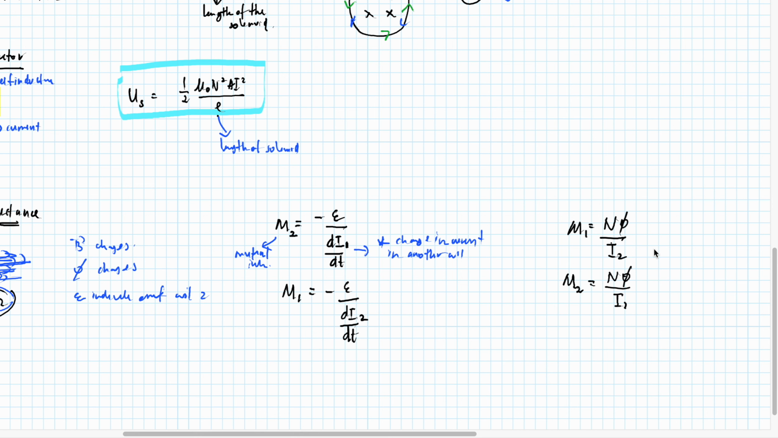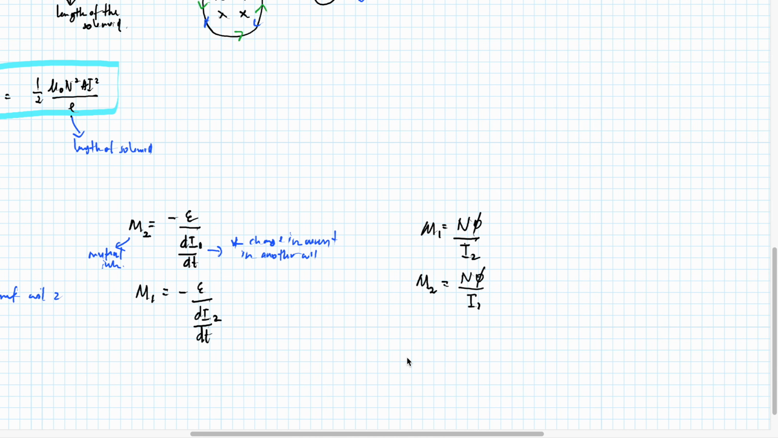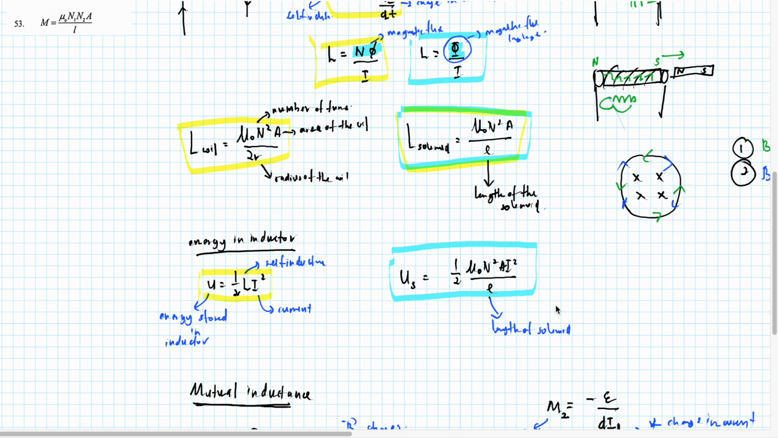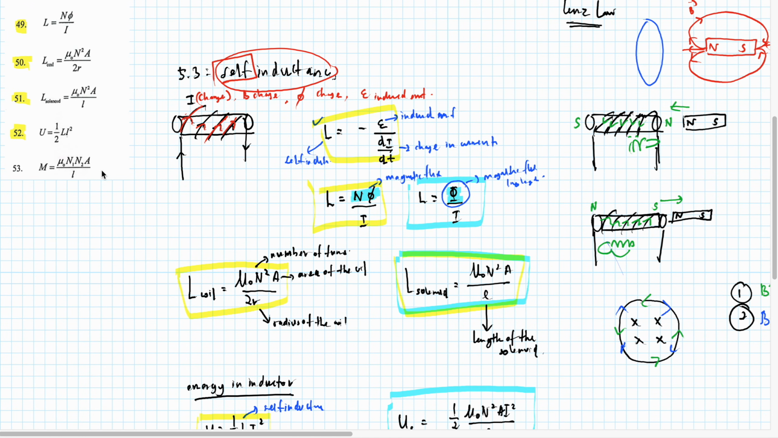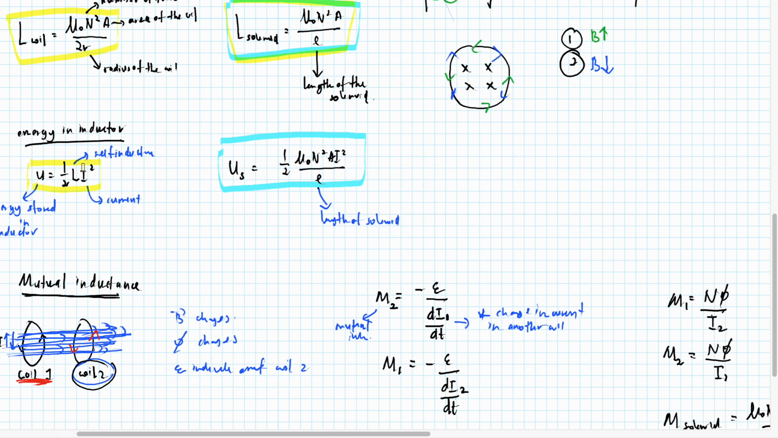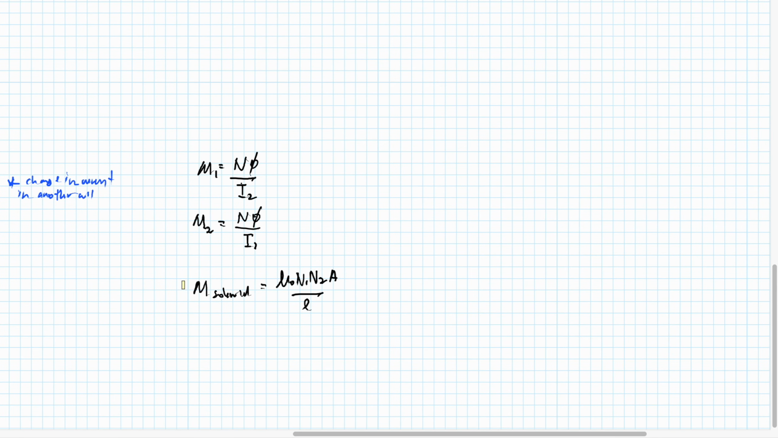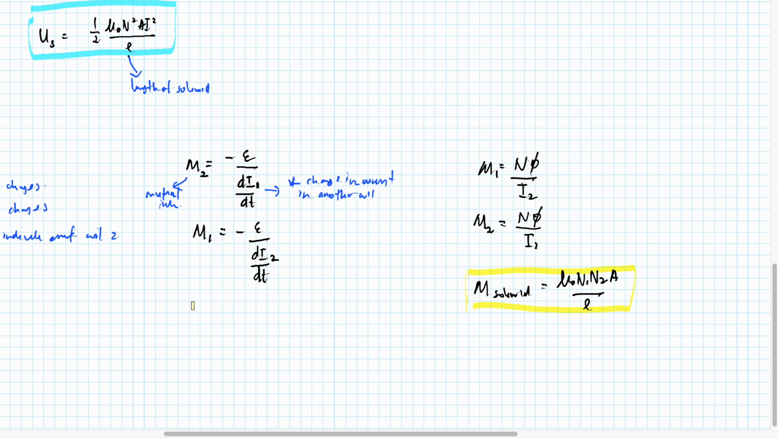And then there is another formula, which is the mutual inductance for a solenoid. The mutual inductance for a solenoid equals mu naught N1 N2 A divided by L. So this is the formula for mutual inductance. If you look at your list of formulas, only one formula is given, formula number 53, M equals mu naught N1 N2 A over L. What is given is only the solenoid formula. All the others are not given, so you have to remember all the others.